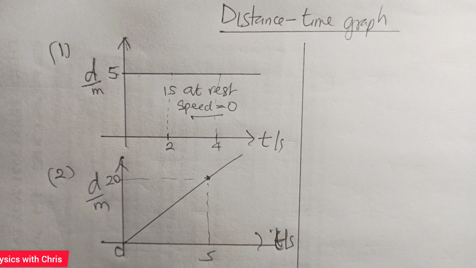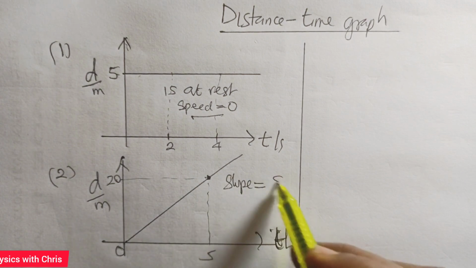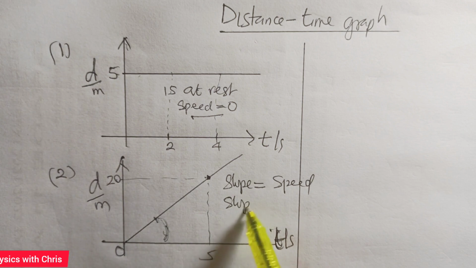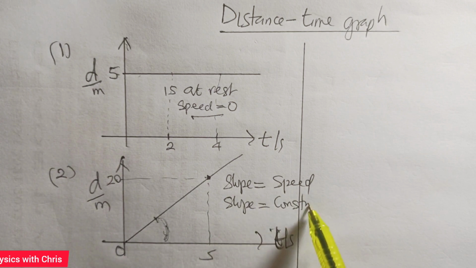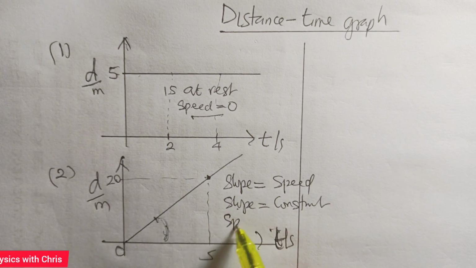And since the graph is a straight line, we can see that the slope of this graph, first of all, represents the speed of the body. The slope of the graph represents speed. And a straight line graph with a positive angle of inclination to the time axis has a constant slope. So the slope is constant. Since the slope is constant, and the slope is speed, it's very logical to say that the speed is constant. The speed of the body is constant.